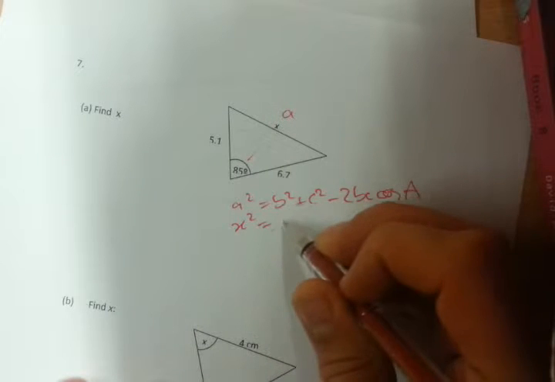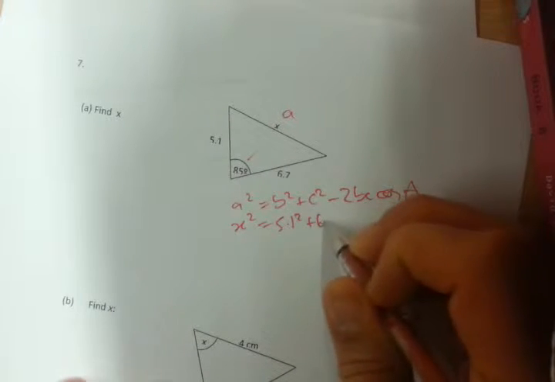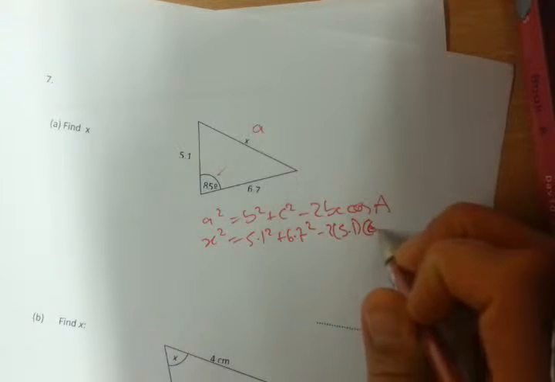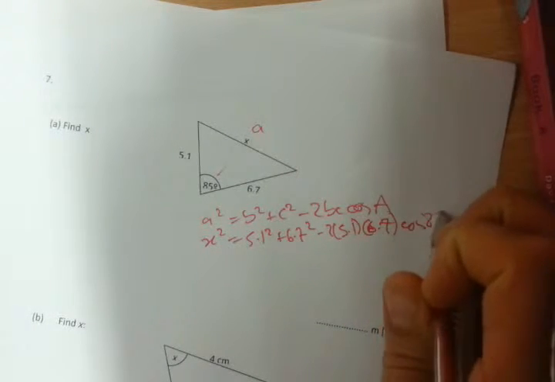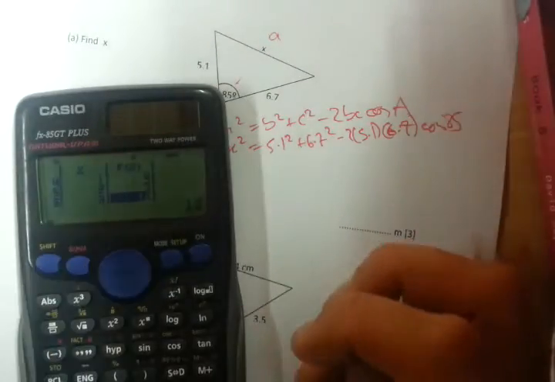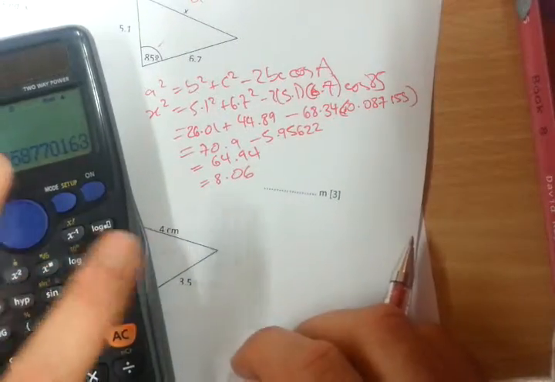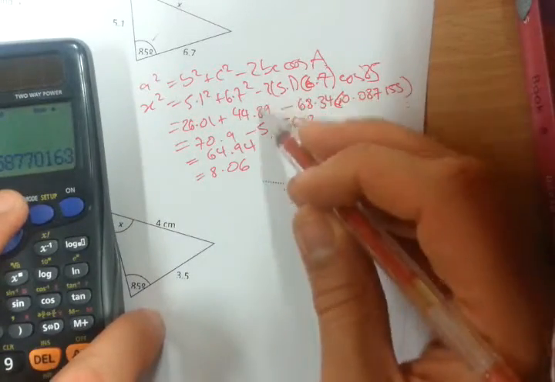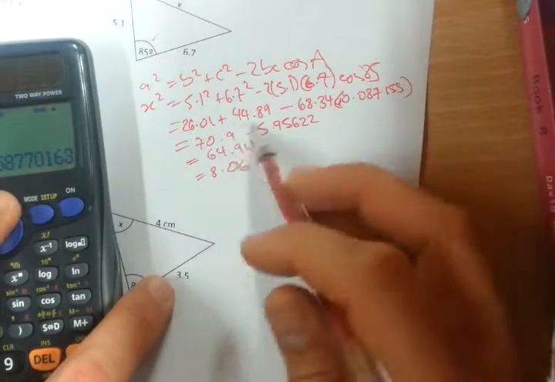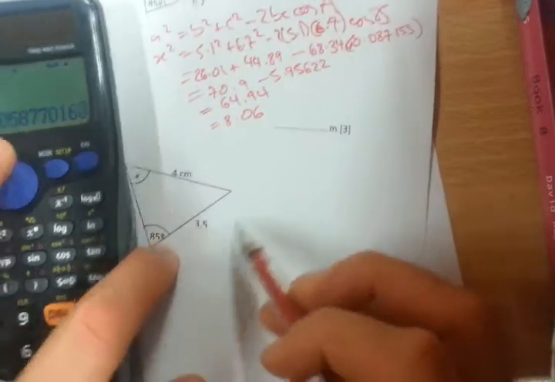So x squared equals 5.1 squared plus 6.7 squared minus 2 times 5.1 times 6.7 times cos 85. That's all going to get a bit messy. I'll just work it out on my calculator. And you get that. 5.1 squared, 6.7 squared, 2 times 5.1 times 6.7 times cos of that equals all those numbers. You end up with 8.06.